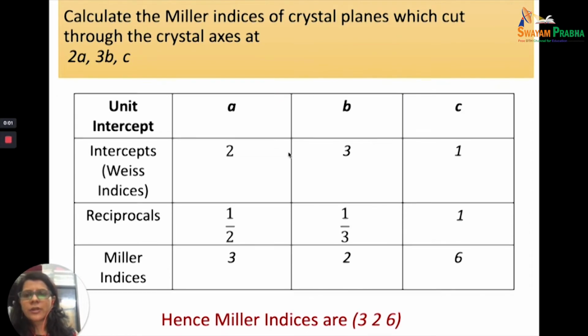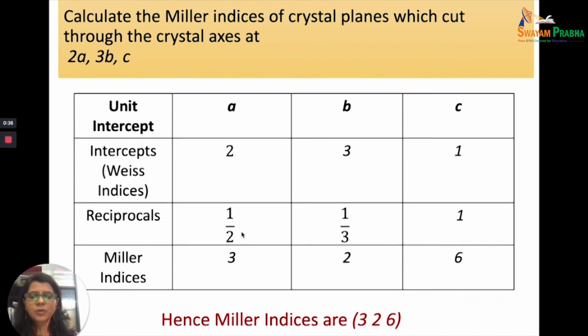Let's take a look at certain examples on how to calculate the Miller indices of crystal planes. The first example is of a plane which makes an intercept of 2a on the x-axis, 3b on the y-axis and c on the z-axis. We've already talked about how to do that. Let's make 3 columns with the intercepts a, b, c. The intercepts are 2, 3, 1, and these are called the Weiss indices.